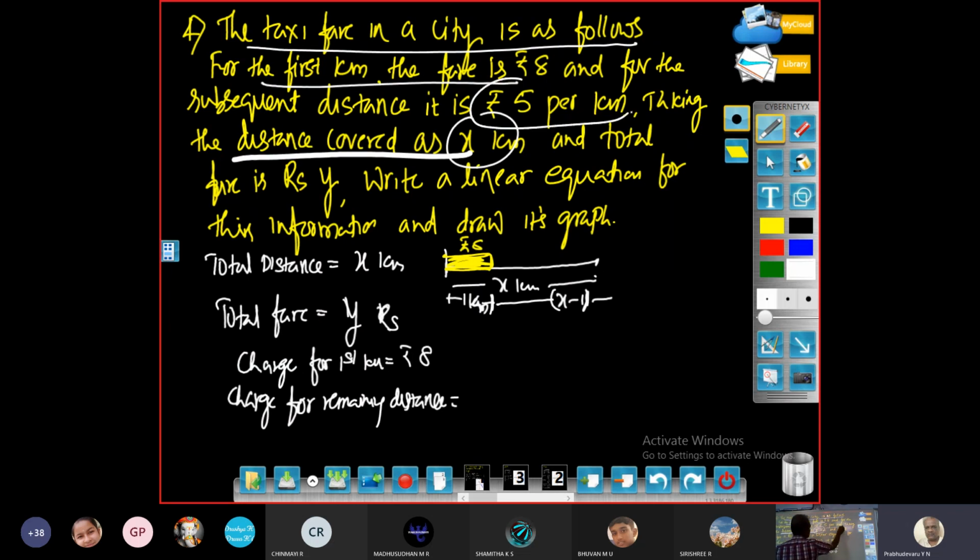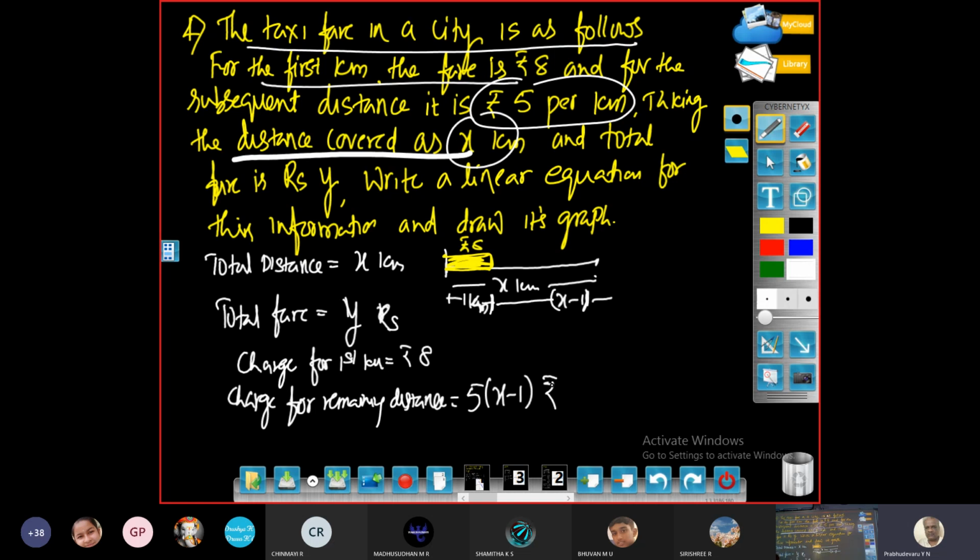And the rate that is charged for the remaining distance is 5 rupees per kilometer. So it becomes 5 into x minus 1, because he is traveling x minus 1 kilometers, and for that remaining distance the fare is rupees 5 per kilometer. For 1 kilometer 5 rupees, for 2 kilometers 10 rupees, for 3 kilometers 15, which means you have to multiply. How many kilometers are left? X minus 1 kilometers. So x minus 1 into 5 gives you the remaining charge. First kilometer charge is rupees 8, and for the remaining distance it is 5 into x minus 1.